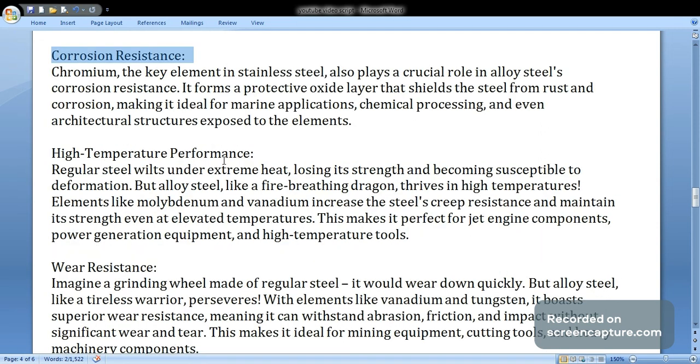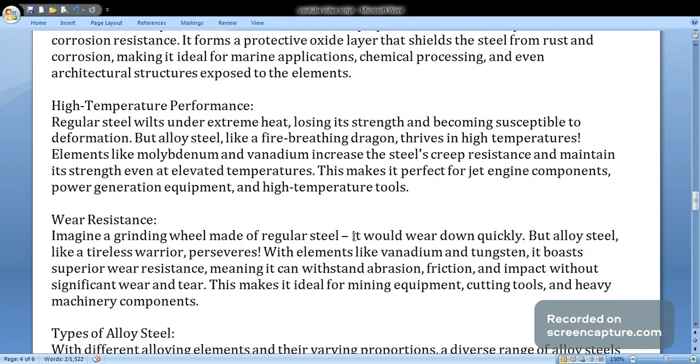High temperature performance: due to vanadium, chromium, and molybdenum, the steel's creep resistance increases and it maintains its strength even at elevated temperatures. This makes it perfect for jet engine components, power generation equipment, and high temperature tools.